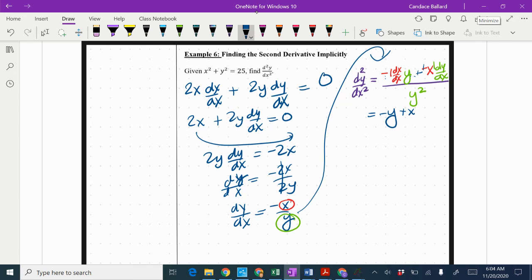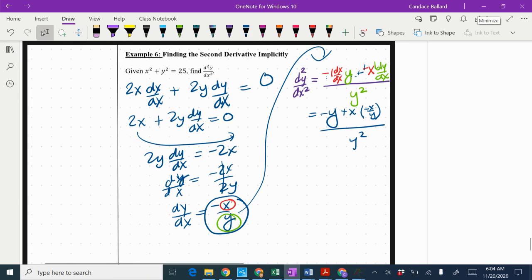Now, I can't leave it in terms of dy/dx. I have to replace it with what dy/dx is. So I would replace this with negative x over y, all over y squared. It is entirely possible that even though that's a correct answer, that is not what you will see. They will probably not want you to have this denominator here.